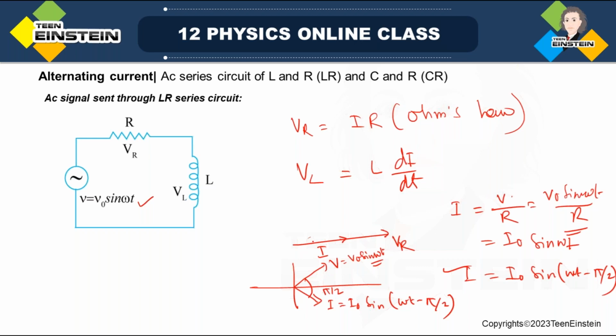So now what will be the phasor diagram for this combination of L and R? We have already learned separately for a purely inductive circuit and for a purely resistive circuit. But when we send the same signal V is equal to V0 sine omega t to a series combination of R and L, what will be the phasor diagram?